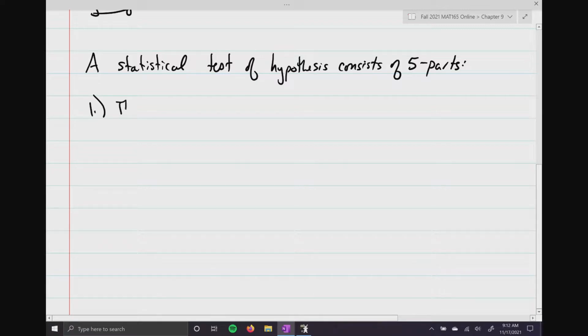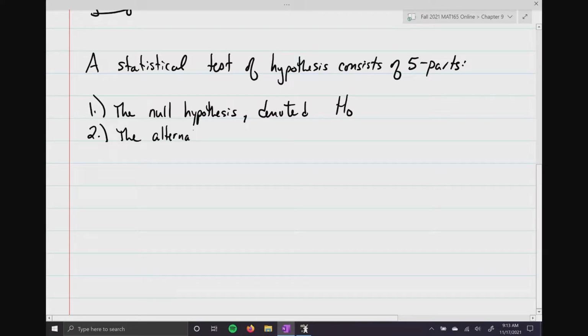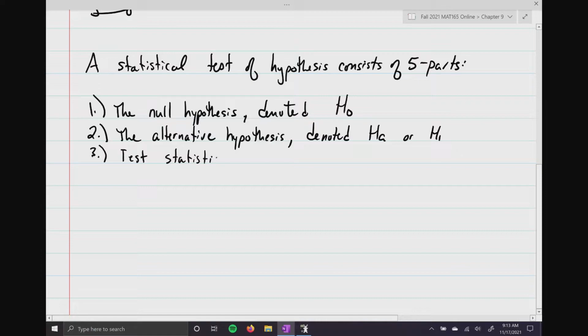All right? The first part is what we call the null hypothesis. Now, this is denoted as H0, or some people say H-naught or H-oh, okay? The second is the alternative hypothesis, and I'll explain what these are in detail down below. And this is denoted, and it all depends on the book or the professor that you have, it's going to be denoted HA or H1. The third thing you need is going to be a test statistic. And its p-value.